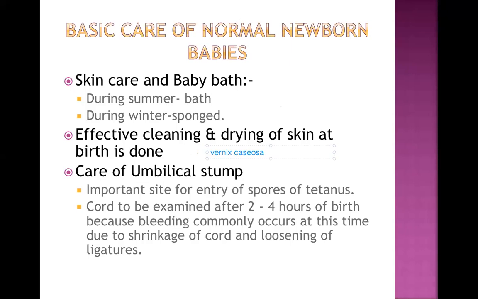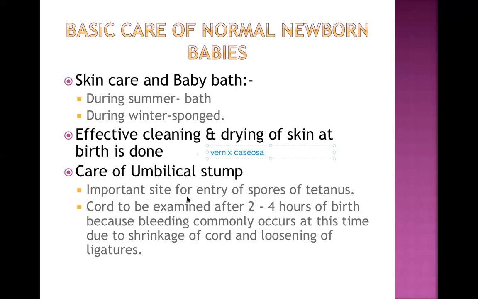This vernix caseosa is a thick, gelatinous substance which is attached to the skin. Now you don't need to clean that vigorously, and don't damage any skin while you clean it. After 1 to 2 days, when you give a bath to the baby, that vernix caseosa will go away by itself. And this vernix is actually maintaining the temperature in the baby. So don't desperately remove it. That's the point.